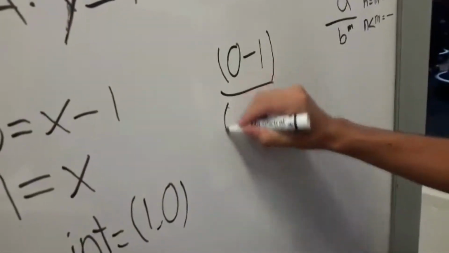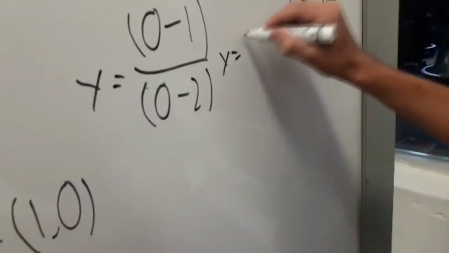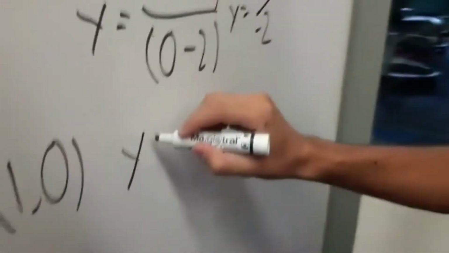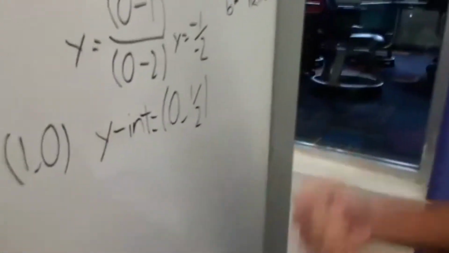To find the y-intercept, x has to be substituted with 0 in the equation, which in our problem gave an answer of y-intercept equals 0 and a half.